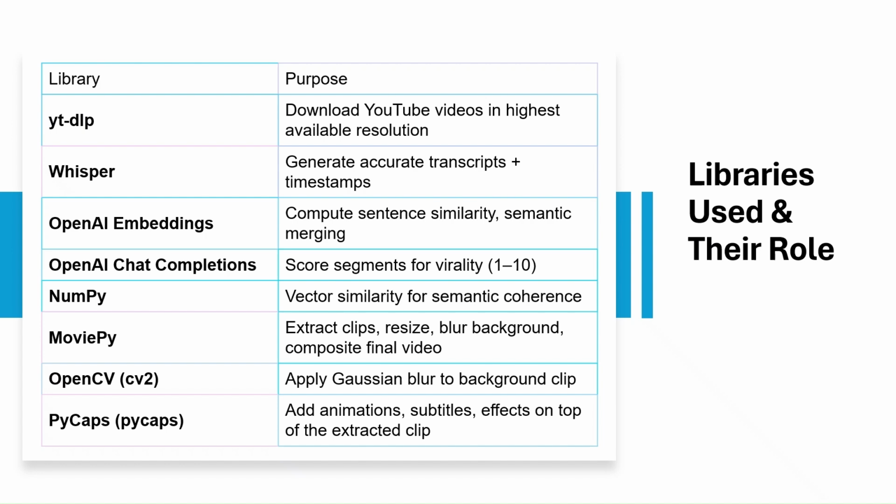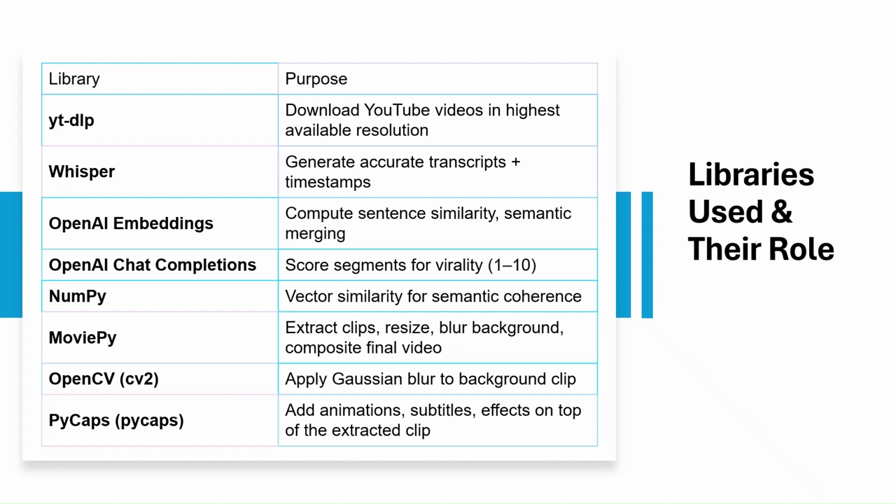To build this auto clipper, here's a list of libraries which are to be used. To begin with, we are just taking the input from YouTube. So assuming the video is already present on YouTube, you'll take the YouTube link and use YTDLP library to download YouTube videos in the highest available resolution. OpenAI's Whisper model to generate accurate transcripts along with timestamps. OpenAI embeddings to compute sentence similarity, semantic merging. OpenAI chat completions to score the segments for virality.